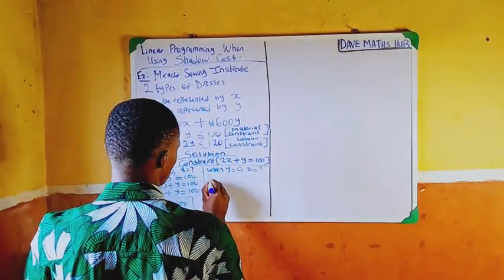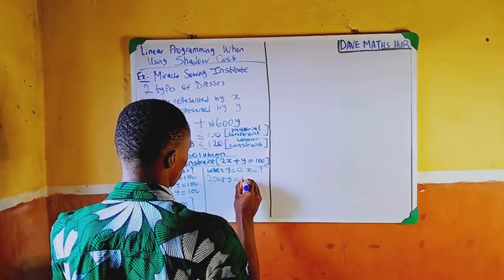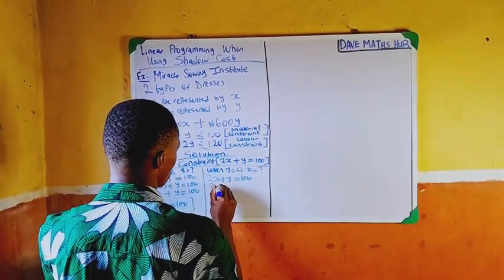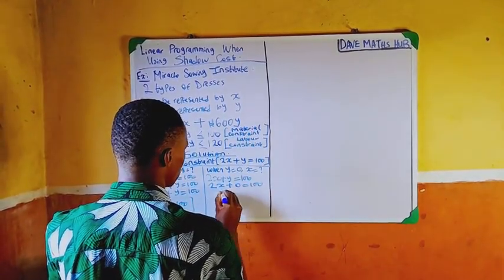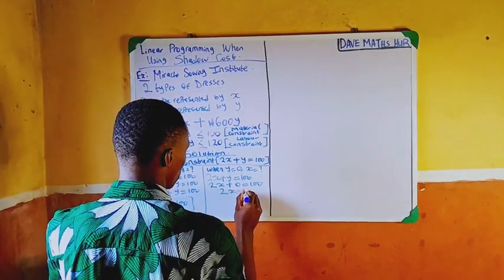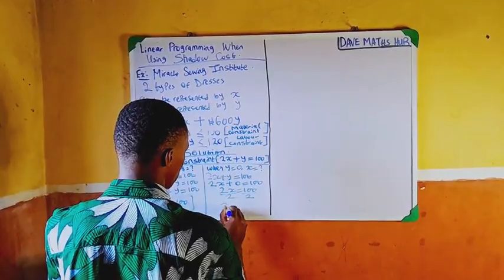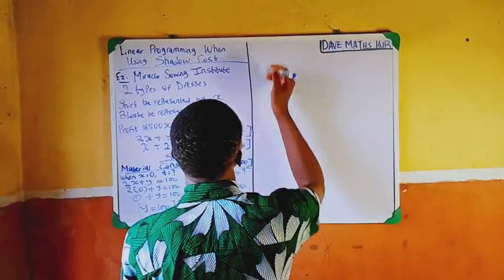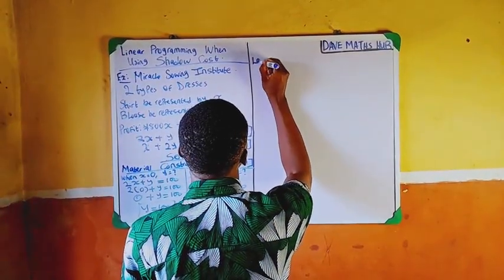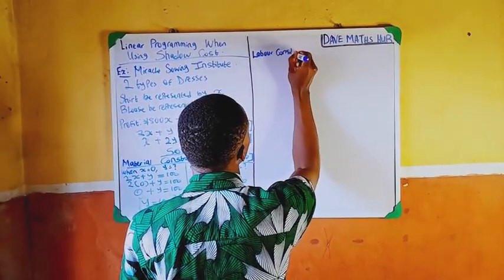This next one, this is 2x plus y equals 100. This will be 2x plus 0 equals 100, giving us 2x equals 100, divided by 2, divided by 2, x equals 50. So next one, labor constraints.